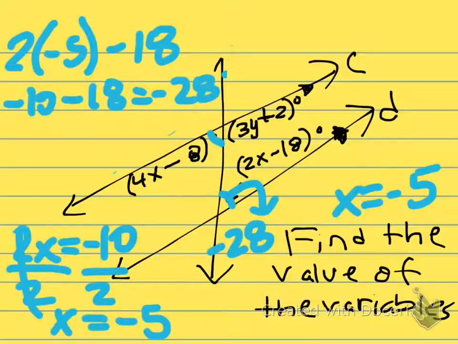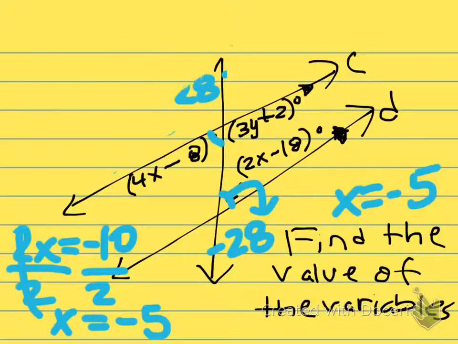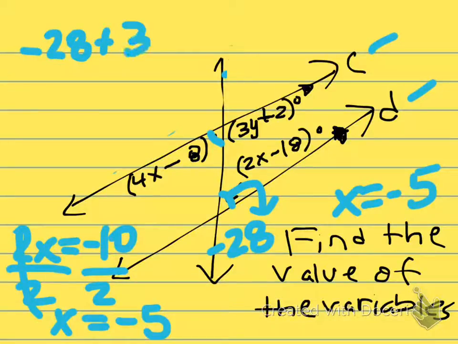And then we need to figure out the angle relationship between that angle and 3y plus 2. So 3y plus 2 and that angle are on the same side of the transversal, and they're both in the interior of lines C and D. And so they're consecutive interior, which are supplementary. So we would put one of our angles plus the 3y plus 2, and put that equal to 180 to solve for y.